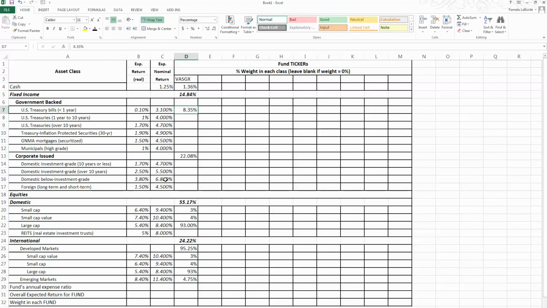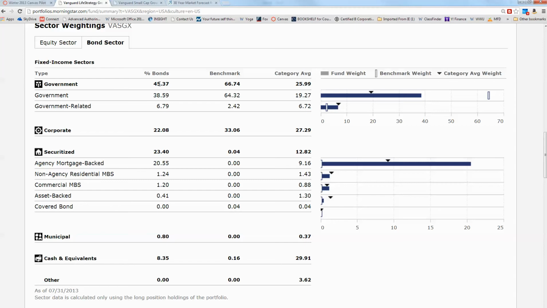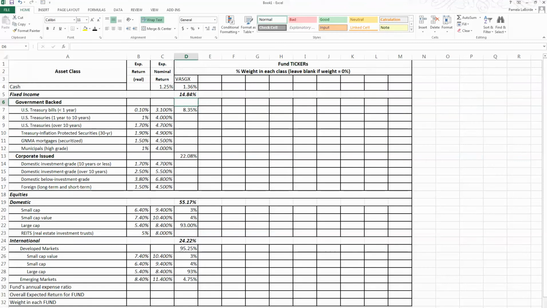Now I need my government-backed. So there's the 45.37. And then securitized, those are called the Ginnie Mae mortgages on the Portfolio Solutions website. So that's what I called them. So government backed 45.37%, and then under securitized it was 23.4%, and then municipals it was an incredibly low percentage, but I'll put it in there anyway.